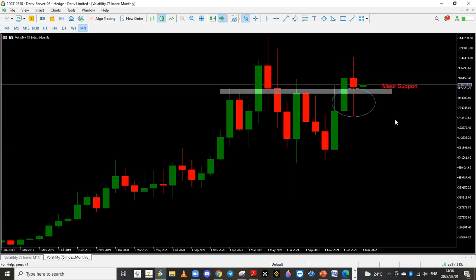So this is the monthly time frame, guys. As you can see, the market created a resistance there, broke the resistance, came back inside the resistance, respected the resistance, broke the resistance, retest. This previous monthly candle was a retest on that broken resistance, which is now acting as a support. So that's a major support that we are having.